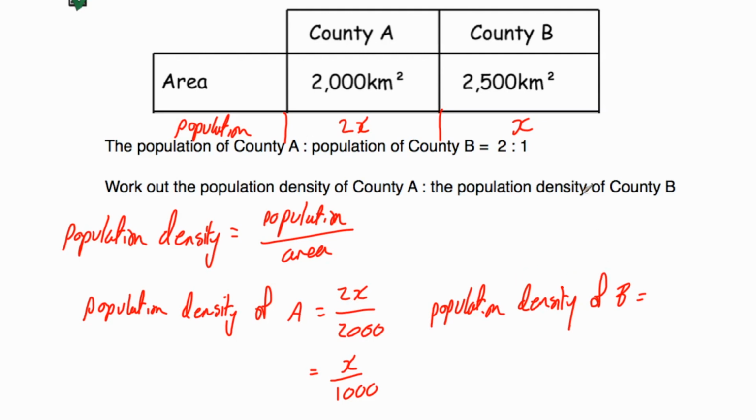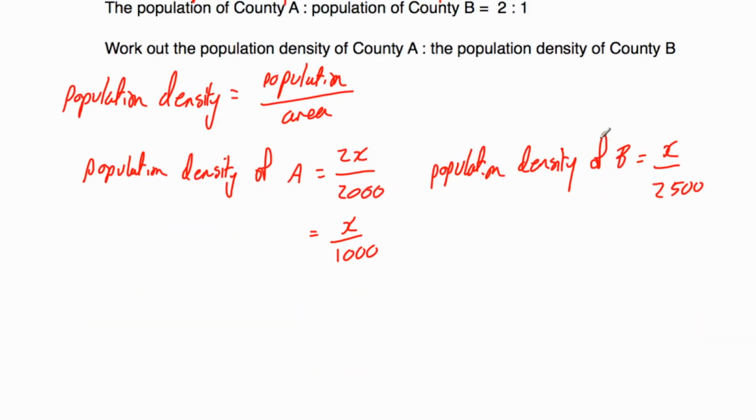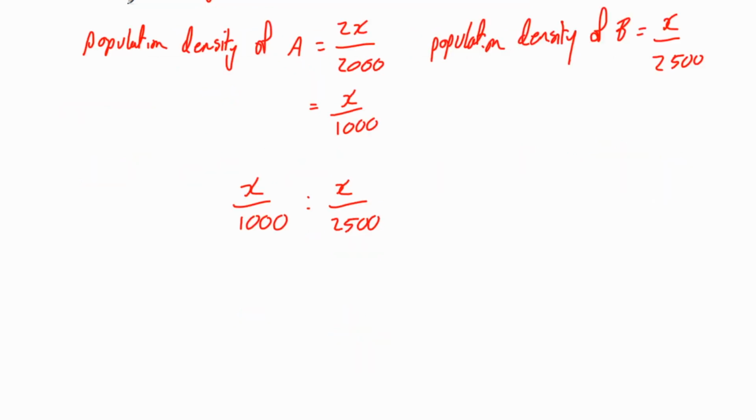Now let's have a look at the population density of County B. We would take its population, which is x, and divide it by the area, which is 2,500. So the population density of County B is x over 2,500. So we've worked out the population density of both counties in terms of x. Now let's write that as a ratio, like we've been asked to. The population density of County A is x over 1,000, to the population density of County B, which is x over 2,500. Now let's rearrange it just to make it look a bit tidier.